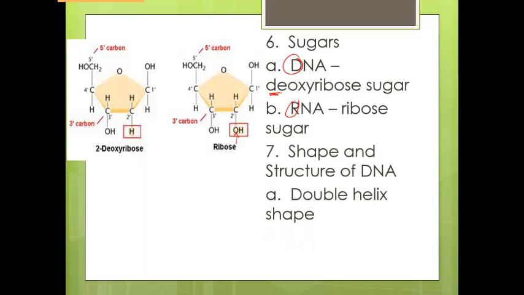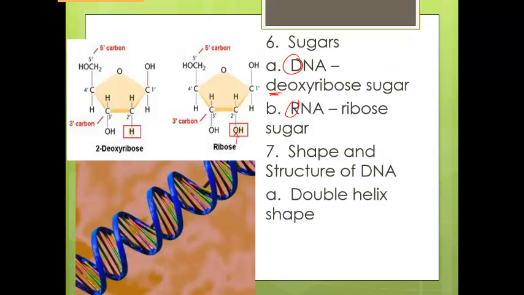The shape and the structure of DNA, we hear about DNA more often, so many people know that it's called a double helix, or people may have heard of twisted ladder before. So the double helix shape is this one. So there are two strands, and helix meaning that they're twisted around each other.